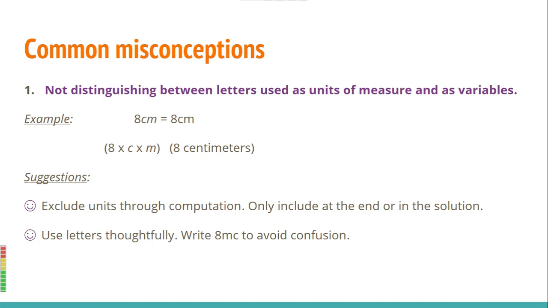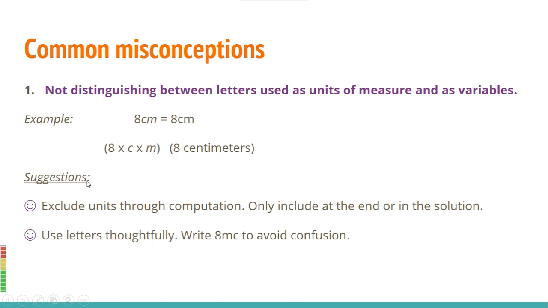Here are some common misconceptions in algebra that you need to be familiar with. Firstly, the convention of using letters as variables is that we need to italicize the letters when they are typewritten. In this example, if C and M are variables, they should be typed in italics. If they represent centimeters, then they are typed using the normal typeface.